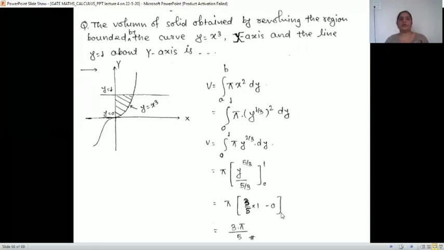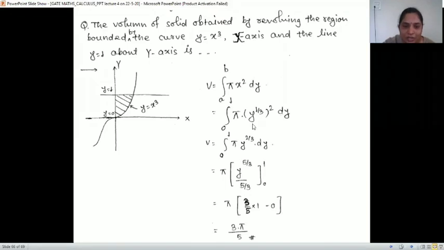Just remember the formula. If I have limits for y, inside there is pi x square. And if I have limits of x here, x is something, then we have inside pi y square and with respect to dx.